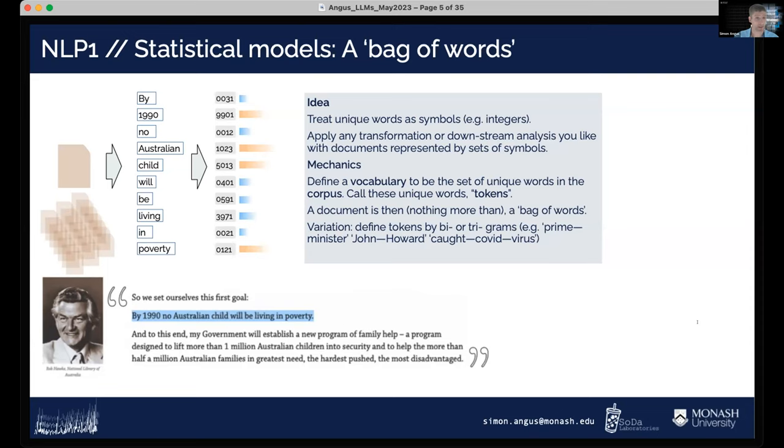It's very transparent. When we do these sorts of analyses, we can do it at the token or word level, which means one small piece of human language, or we can do it at multi-token, at bigram or trigram level. We can construct "Australian child," "child will," or "will be," and we can look at the way those little two steps or three steps occur over time. You would have seen word clouds and so on.